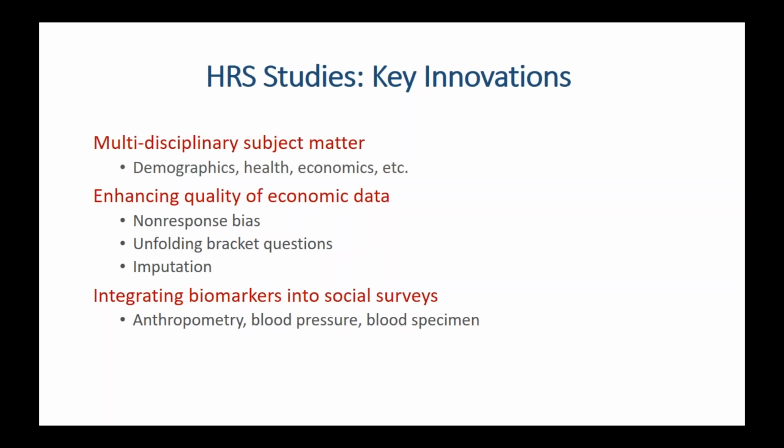These studies have also integrated biomarkers into social surveys. So these include things like height, weight, waist circumference, blood pressure, and then a lot of them take blood specimen.